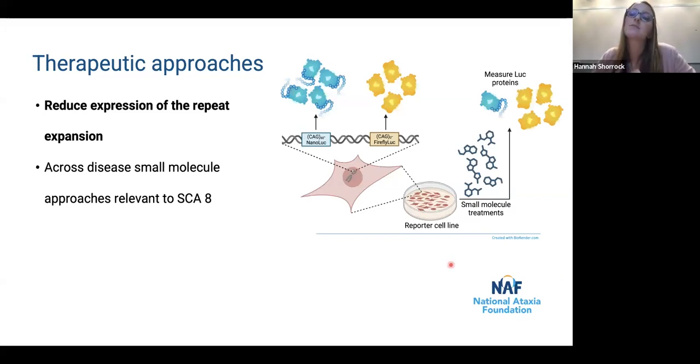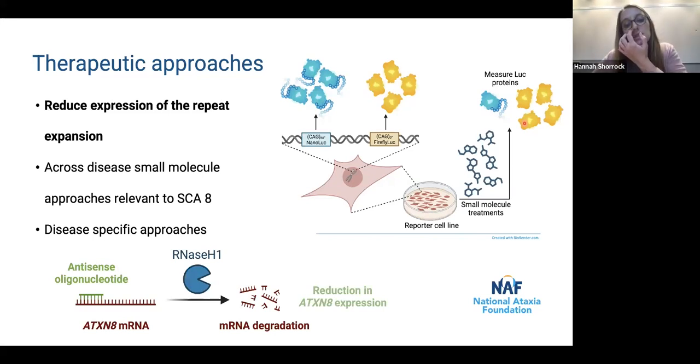And so what we can do with this reporter cell line that expresses both of these proteins is we can treat with small molecules. So we can use a library of compounds. And with that, we can measure the luciferase and look for compounds that lead to a reduction in the amount of this nanoluciferase with the polyglutamine protein compared to the amount of the firefly protein, which doesn't have that polyglutamine protein. And so the idea is that eventually this might lead to the identification of small molecules that could be used to reduce expression or reduce the production of those toxic polyglutamine proteins.